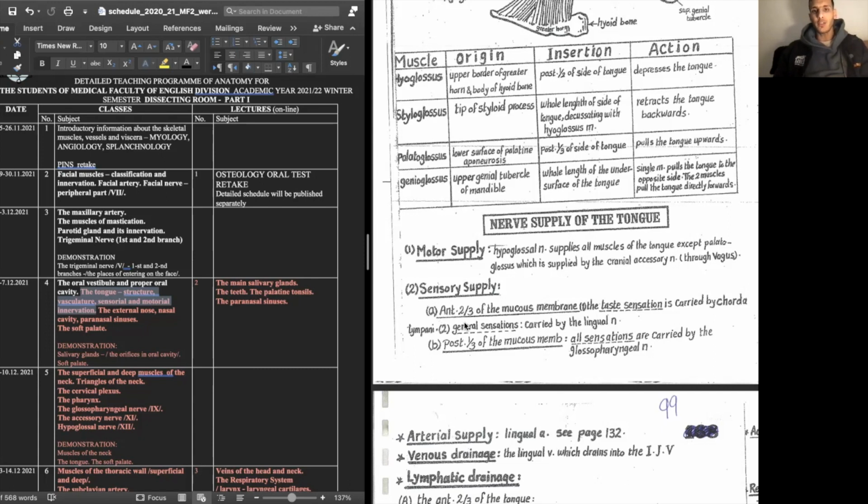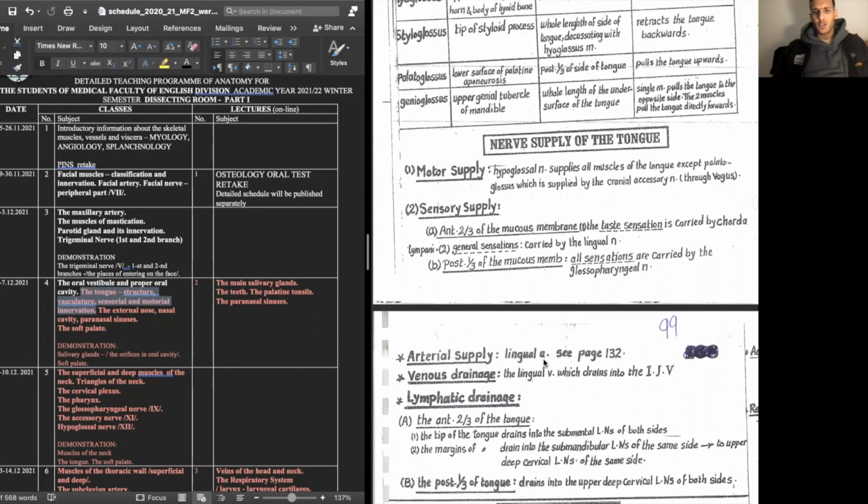Sensory supply, anterior 2/3 of the mucous membrane: taste by chorda tympani, and general sensation carried by the lingual nerve. Okay, that's the anterior 2/3. Posterior 1/3 of the tongue, mucous membrane, of course. All sensations are carried by the glossopharyngeal nerve. So easy. There, summary right here. We're done.